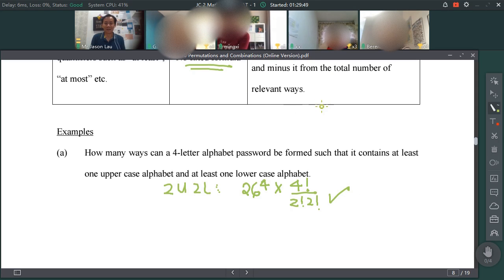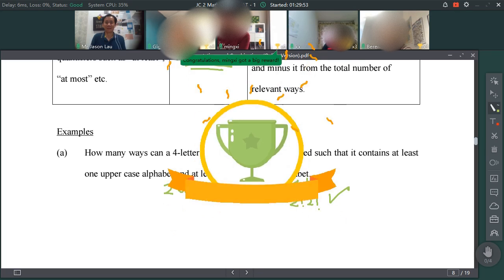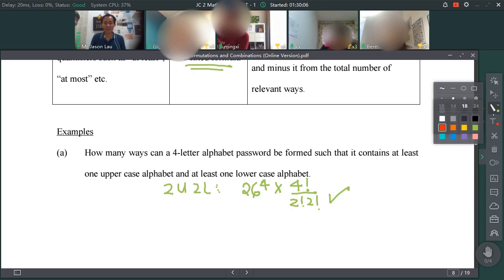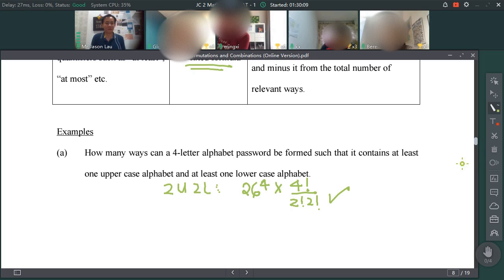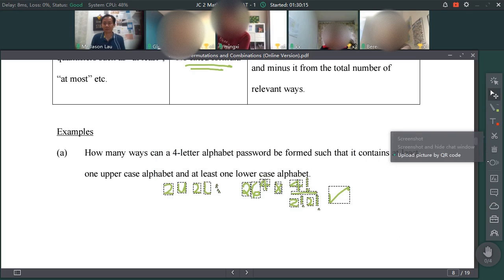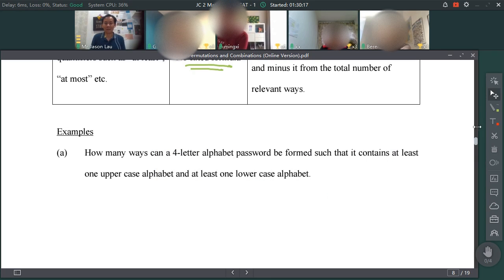Question? Anyone? Now you just have to go through the 3 cases and add them up together, and you'll get the answer for this question. But then what about the complement? How does the complement method work? 4 upper and 4 lower. Will it be easier to do the complement?